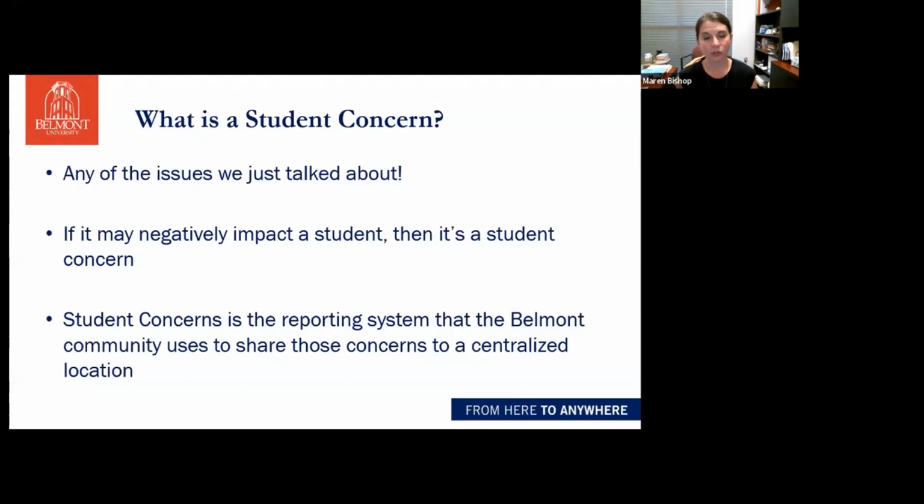Student concerns really is the reporting system that Belmont uses to share those concerns to a centralized location. So all of those that come in, I actually review and then help get them connected with a staff member that's part of the student care team to then start doing some of the coaching and support work that happens.